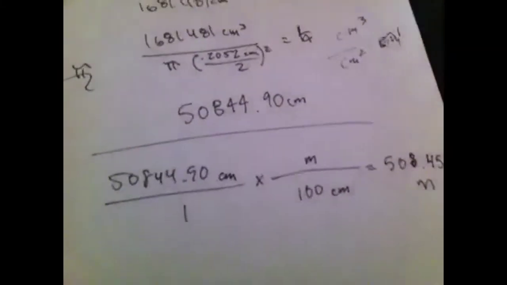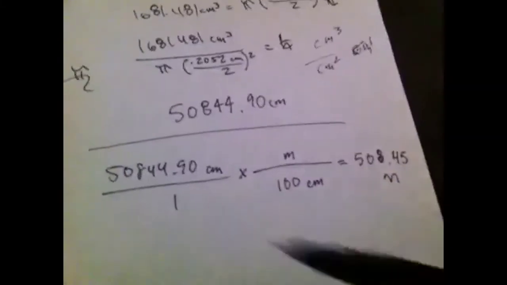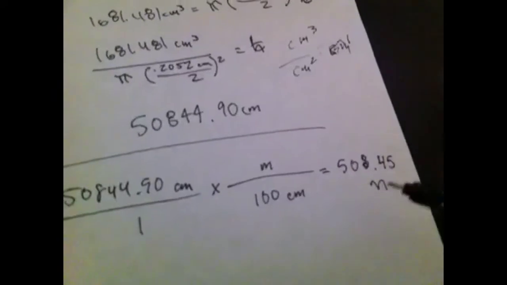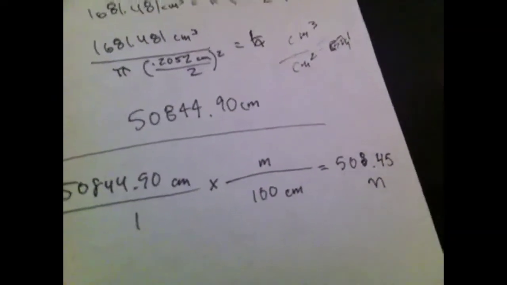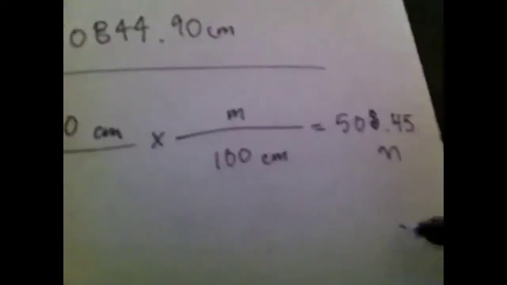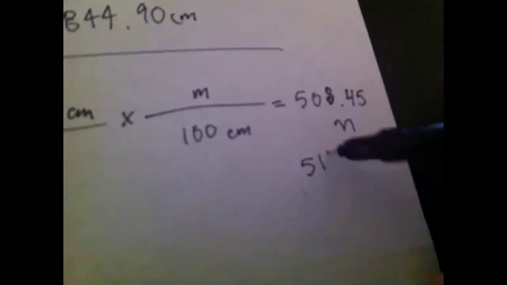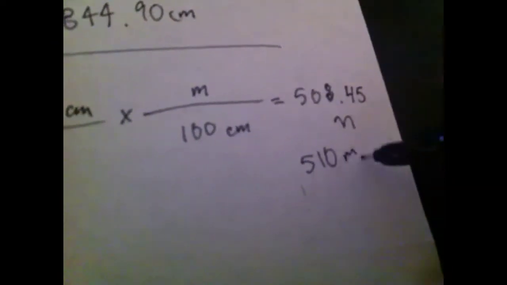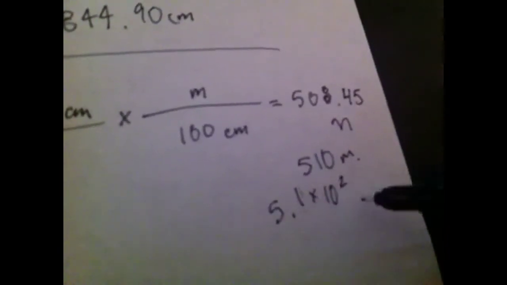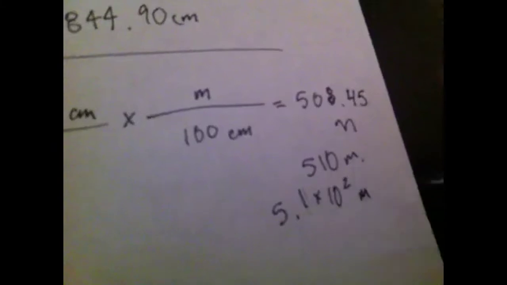Anyways, and then the answer wants it in meters, so I just convert the number of centimeters. There's 100 centimeters in 1 meter, and it gives you 508.45 meters. And if I were using significant digits all the way back, where the lowest number is your significant digits, like this was 2 significant figures right here, so I'd probably put the actual answer is 510 meters, or I guess 5.1 times 10 to the second power meters.